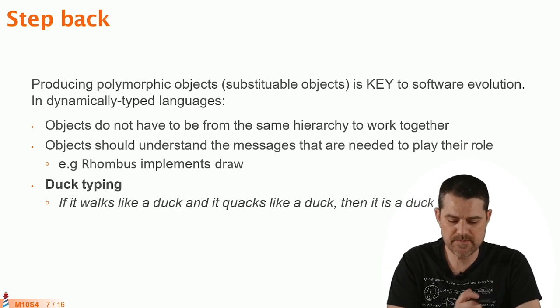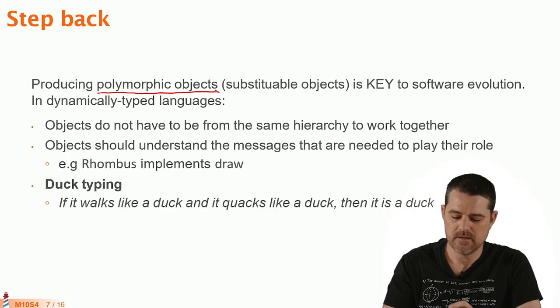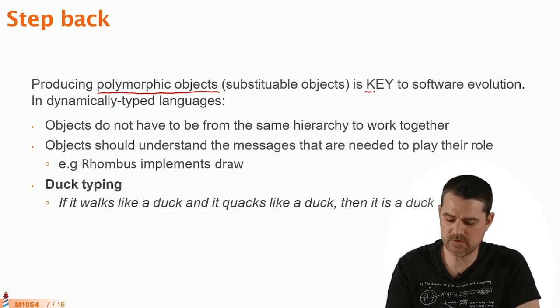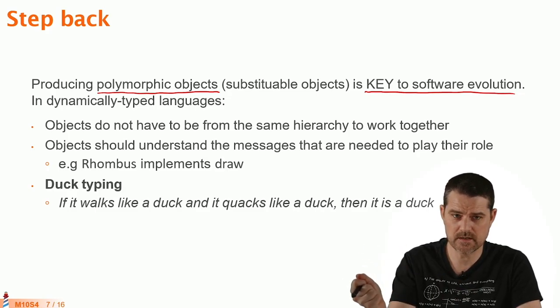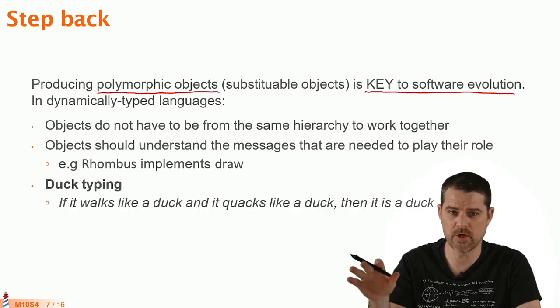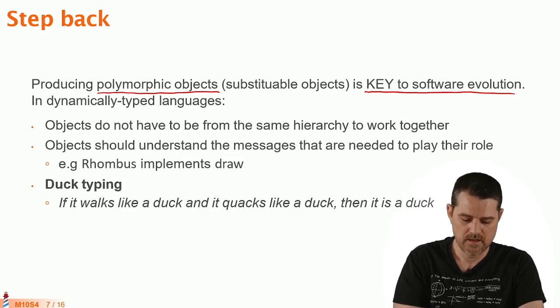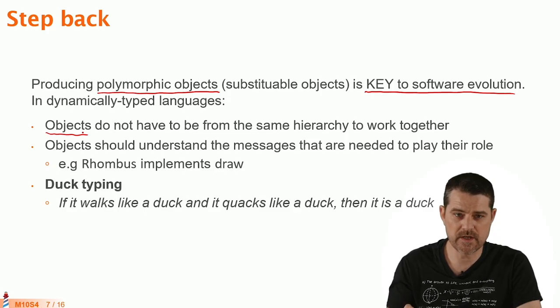So what does it mean? It means that producing polymorphic objects is good from the substitutability point of view, and it's key to software evolution. So if I have some existing code, I can inject new kinds of objects in this existing code, and it will work perfectly if they answer to the polymorphic API. And objects do not have to be from the same hierarchy to work together. They just need to implement the same polymorphic API.